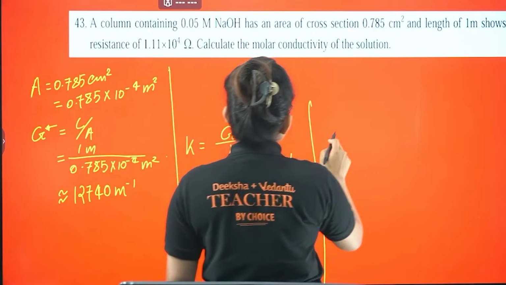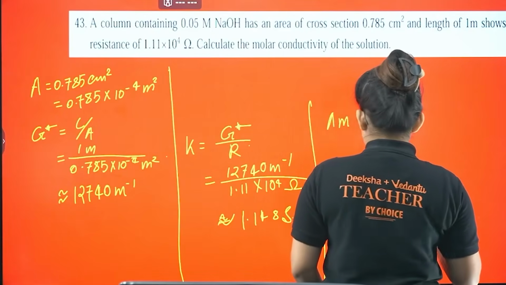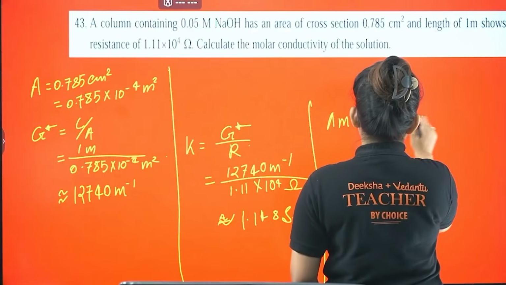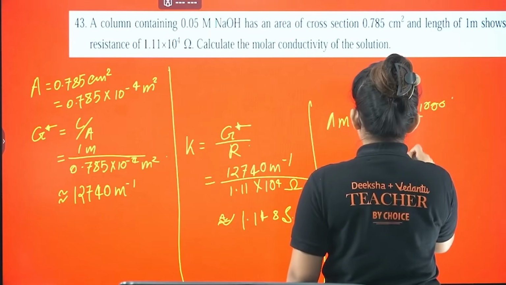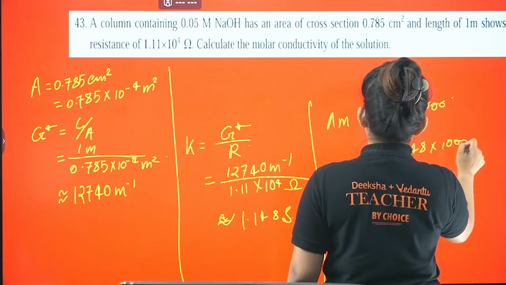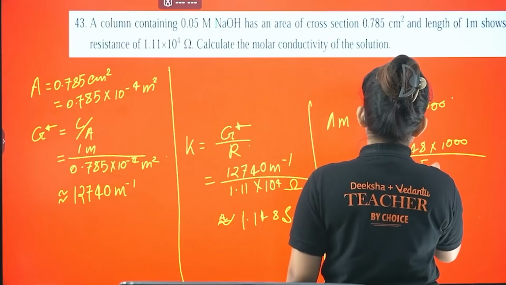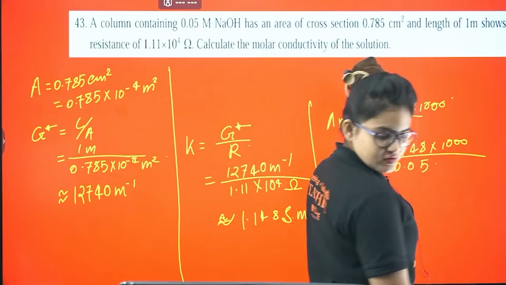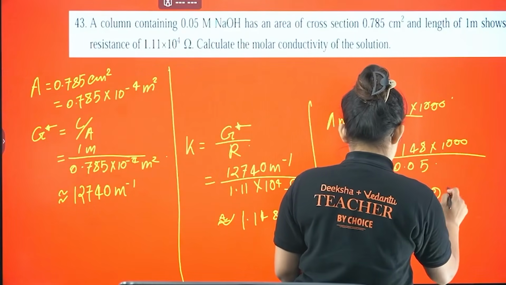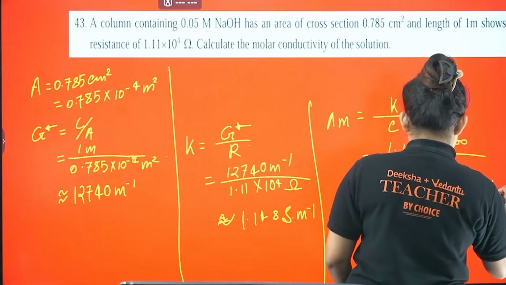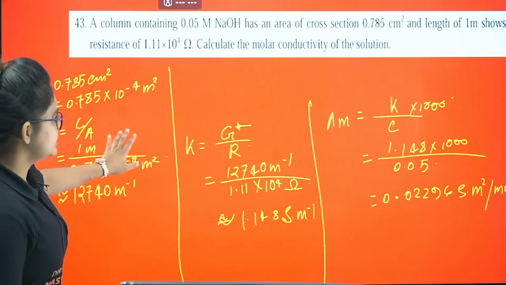Now, what you have to calculate? Molar conductivity, right? So lambda m is basically going to be kappa by C into 1000. Just put the value over here: 1.148 into 1000 divided by 0.05. If you just calculate this, your answer will come up to be something like 0.02296 Siemens meter square per mole. Okay, I guess this is all right. You understood this. This is step number 1.